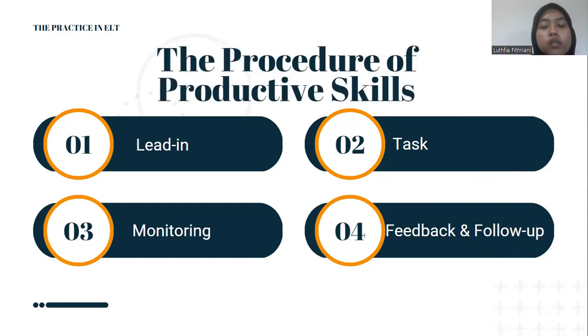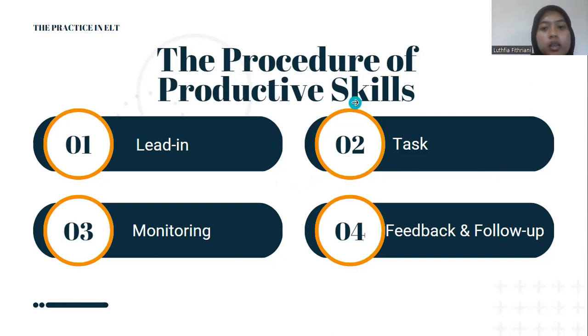And then how do we teach the students about productive skills? There are four procedures that the teacher has to follow. The first procedure is lead-in. It is similar to the receptive skills. In lead-in, the teacher's task is to build the students' schemata or background knowledge by asking them about experiences related to the material.